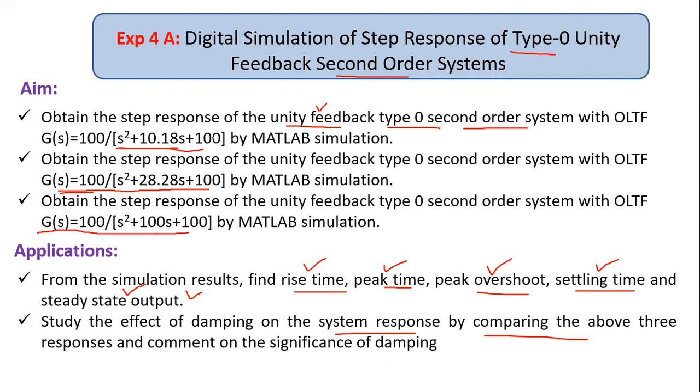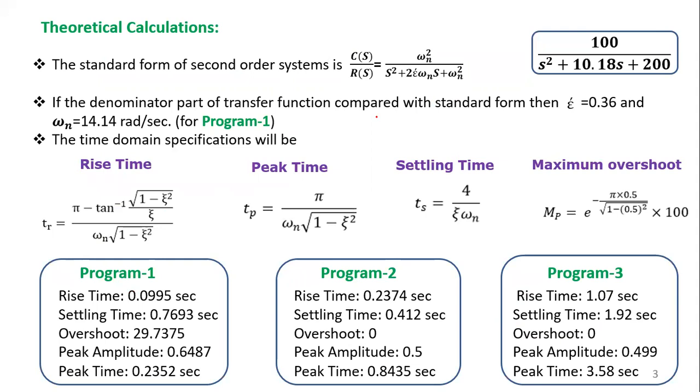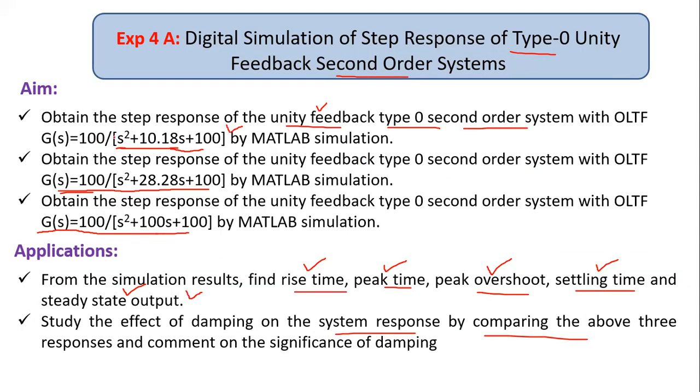First, we are taking the first open loop system as reference. The first open loop system is 100/(s^2 + 10.18s + 100), with unity feedback. From this we need to identify the closed loop transfer function. The closed loop transfer function is C(s)/R(s) = G(s)/(1 + G(s)H(s)).